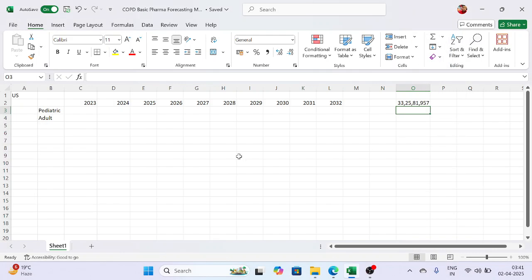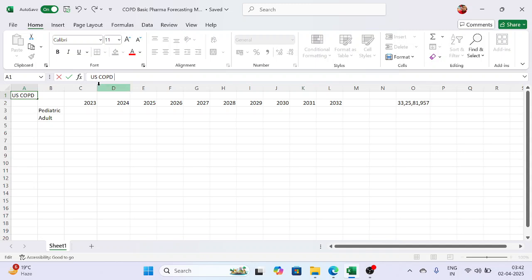Okay. So today, let's discuss some basic model. Let's talk about the US. Let's say we are doing a forecasting for a drug which is being used for COPD in the US, and let's try to understand how we can prepare a basic model.